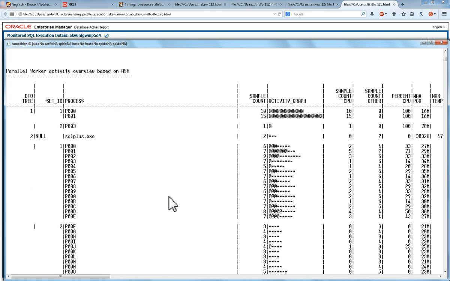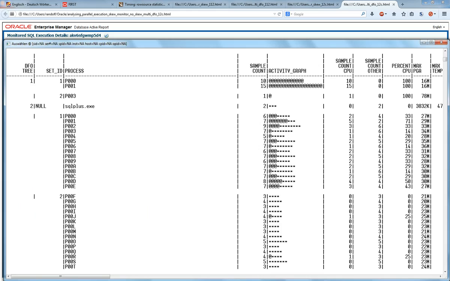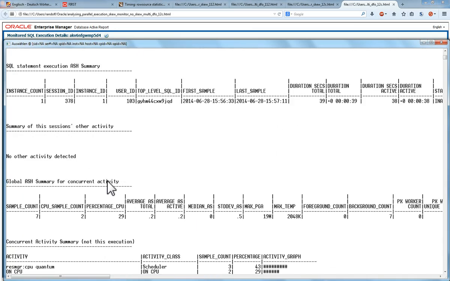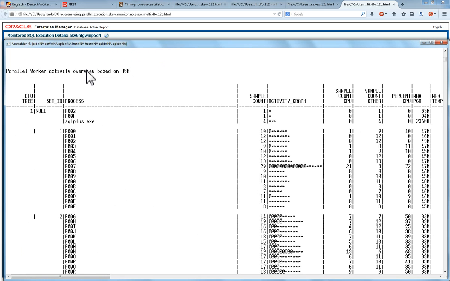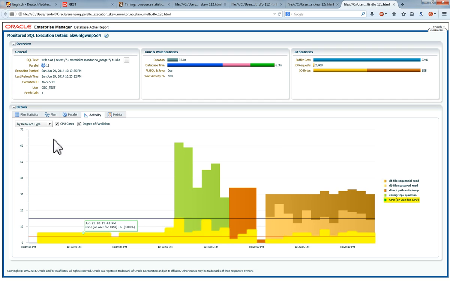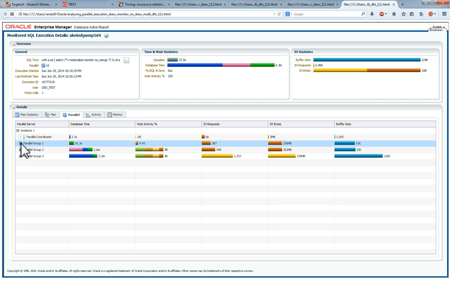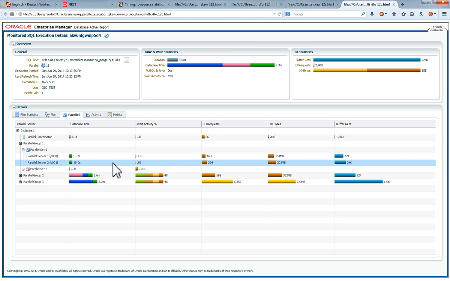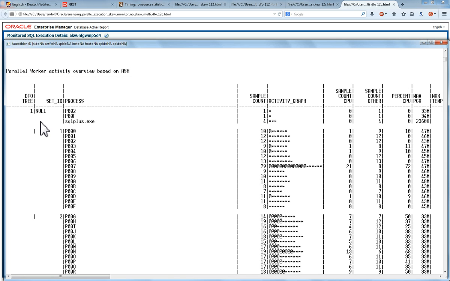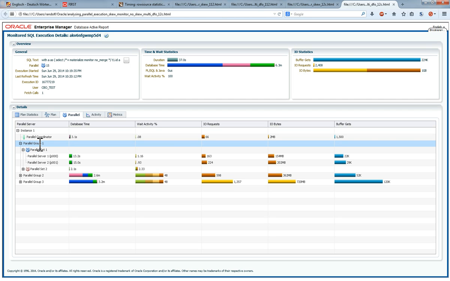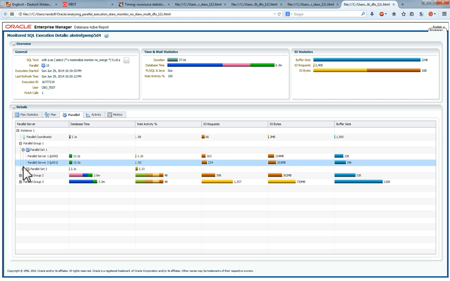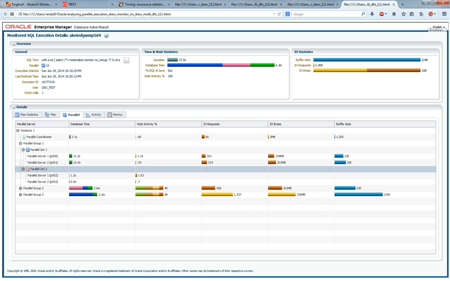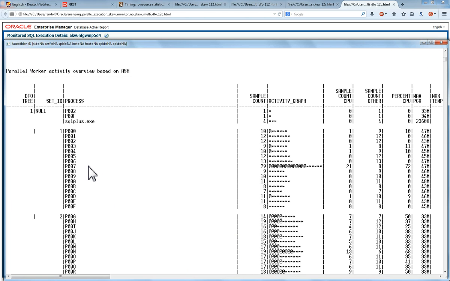Then this section here I think I haven't mentioned yet, and it probably makes sense to show this section for the other execution. This section here, the parallel worker activity overview, more or less corresponds to this parallel tab here. So again, it shows the different kinds of information broken down on parallel execution server level. And here again, the information is separated per DFO tree and per set, so that corresponds to this group information, which basically corresponds to different DFO trees, and then the different sets. So that is the same kind of information broken down here.